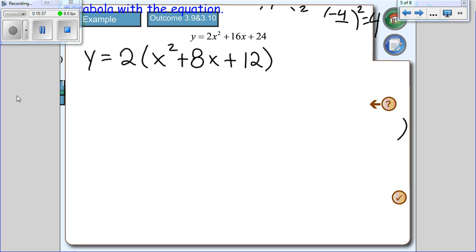You need to get your C value that doesn't work to the other side, but you can't move it because it's stuck in these brackets. So you have to divide both sides by 2 first. So it goes y over 2 is equal to x squared plus 8x plus 12.